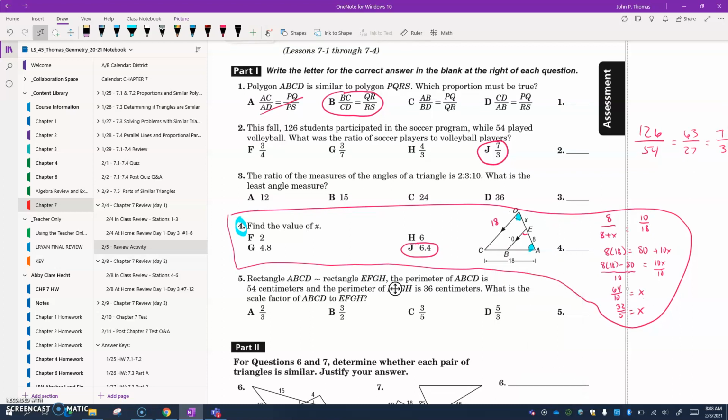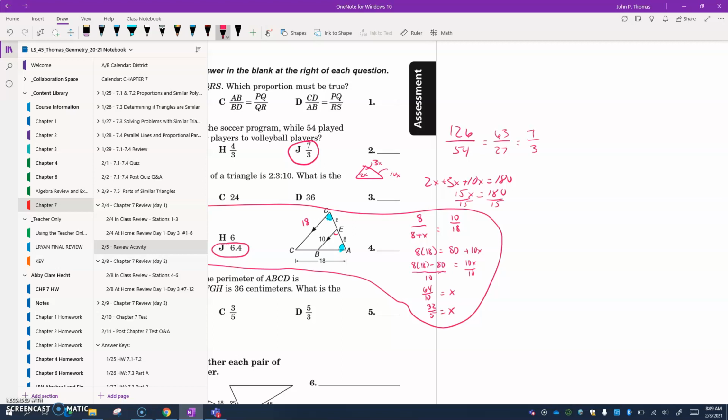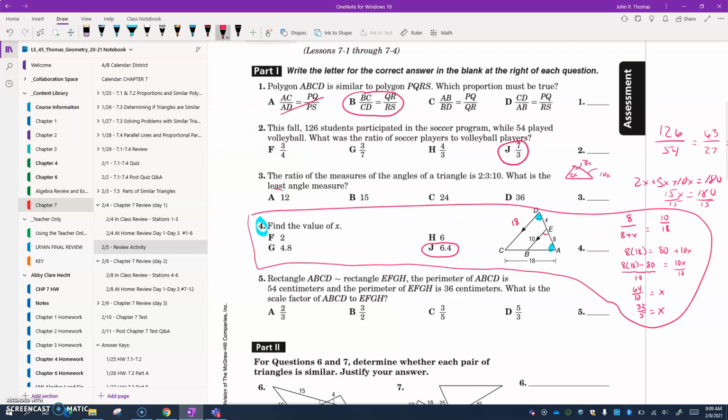Number 3, it says the ratio of measures of the angles of a triangle are 2 to 3 to 10. So this is the one where we'll draw out our triangle. We have a 2x, a 3x, and a 10x. So that's 2x plus 3x plus 10x equals 180, the sum of the angles in a triangle. That's 15x equals 180. We'll divide both sides by 15, and x equals 180 over 15. This does reduce for us. If I divide top and bottom by 3, that's going to be 60 on the top and 5 on the bottom. Divide top by 5 and we get 12. So we have 12 for the answer on that one, which is A.